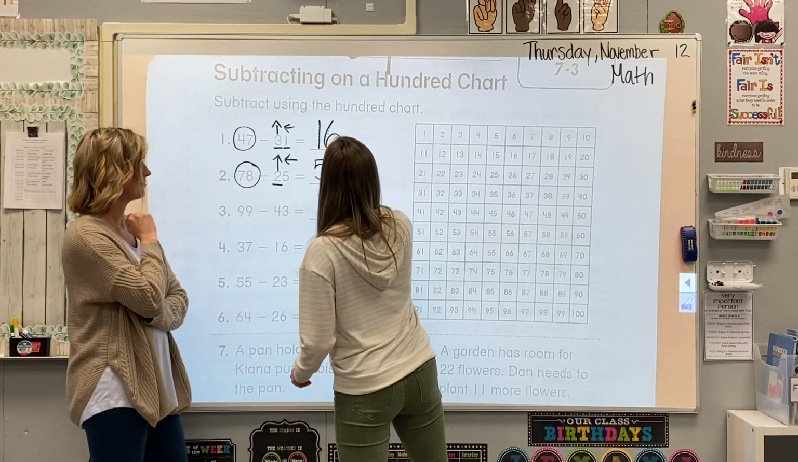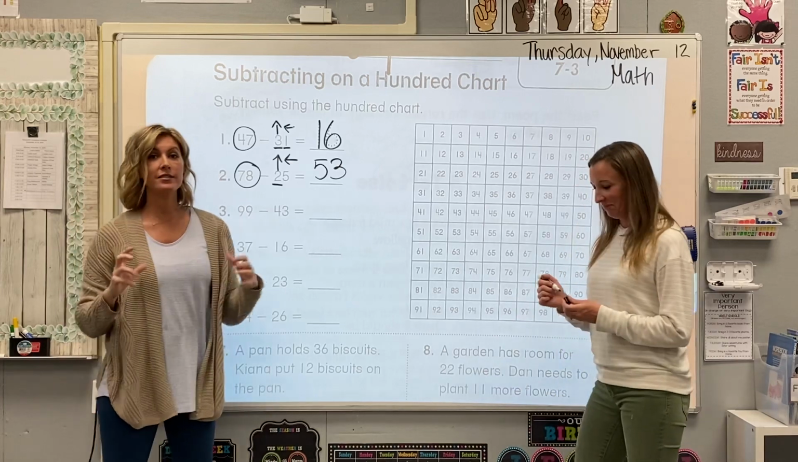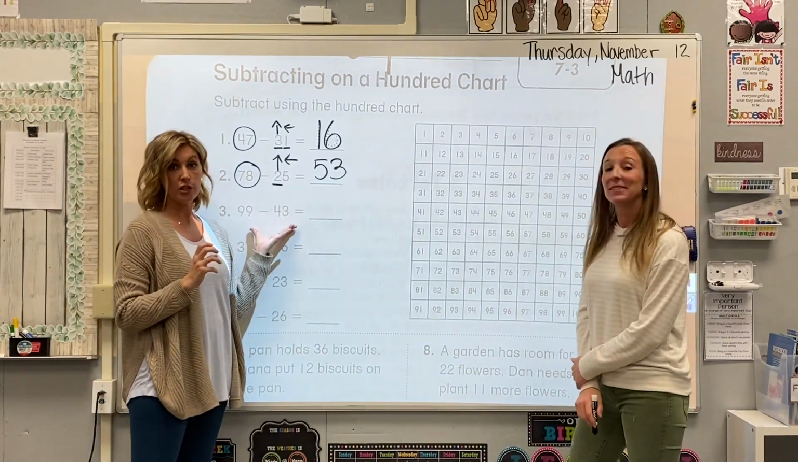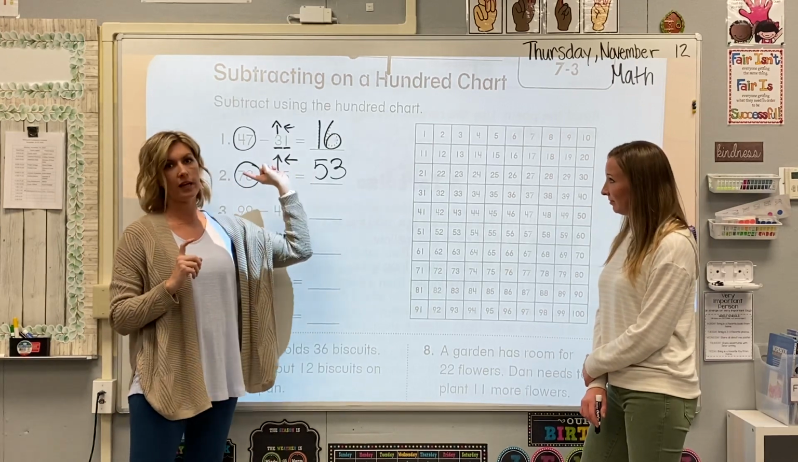Pretty cool. Mrs. Grant, I love this way. It's awesome, right? So you guys continue writing your cheat code down for each problem. It's not going to change. It's always going to be circle, up, arrow to the left, okay?